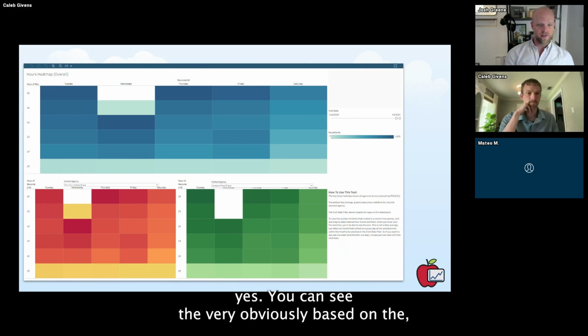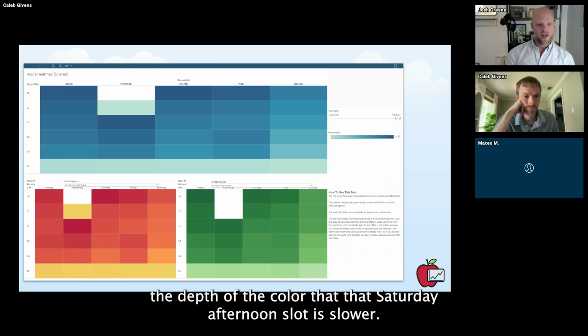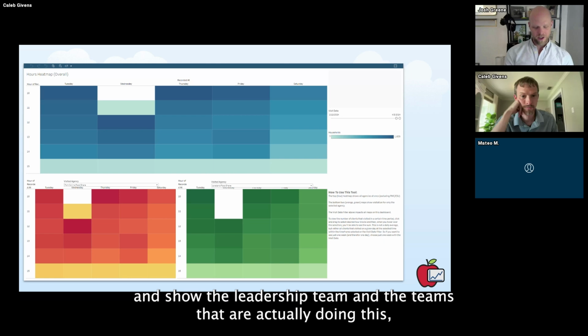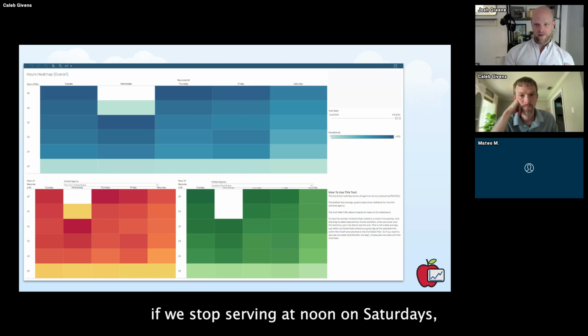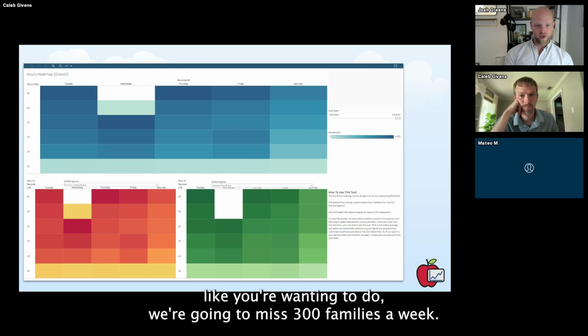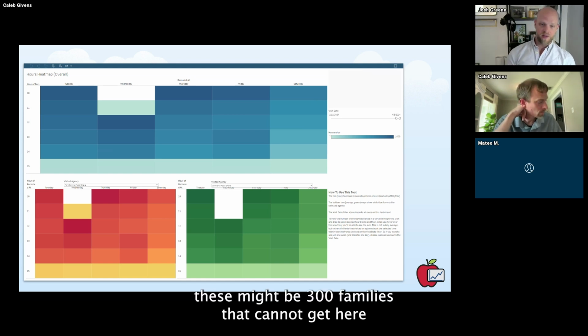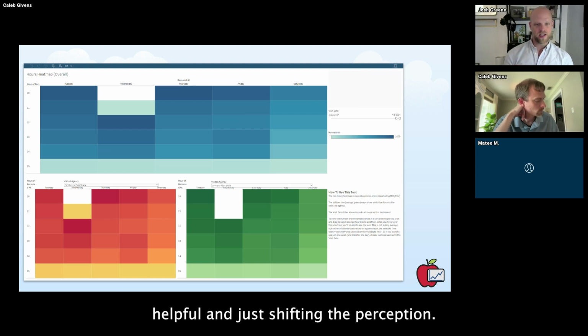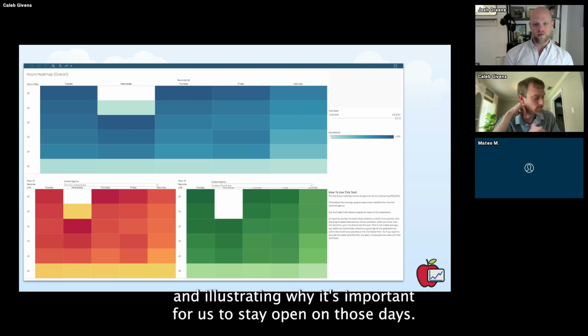Yes, you can see that very obviously based on the depth of the color that Saturday afternoon slot is slower. But when we are able to hover over that with the tooltip and show the leadership team and the teams that are actually doing this, if we stop serving at noon on Saturdays like you're wanting to do, we're going to miss 300 families a week. These might be 300 families that cannot get here any other time of the day or week, and so we really need to stay open. It's been really helpful in just shifting the perception and illustrating why it's important for us to stay open on those days.